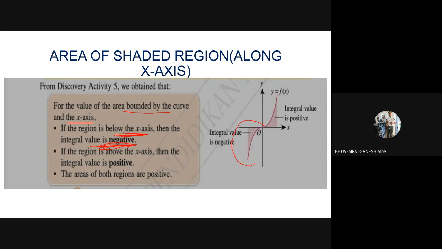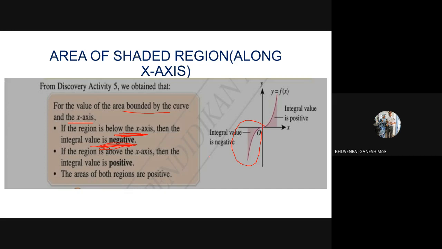Kalau kawasan berlorek kamu kat sini. If your shaded region is over here, you should get an area which has negative value. But guys, will you leave your final answer as negative value? Can you tell me? Adakah kamu akan tinggal jawapan kamu sebagai negatif untuk luas? Is there such thing as negative area?